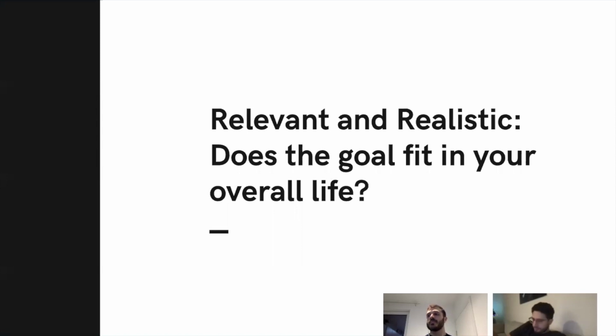Let's say you're going through something, maybe a period of time where you're really busy and maybe you cannot physically train as much as you want to. You cannot dedicate as much time to this. Stress levels are really high. Now you come to me and say, I want to gain 10 kilos of muscle in 3 months. First of all, okay, it's not achievable, but is it relevant?